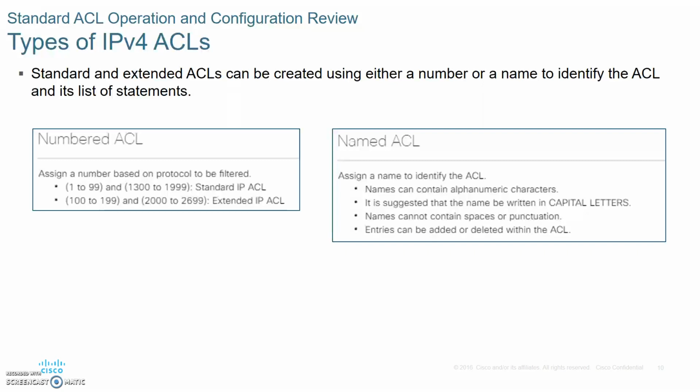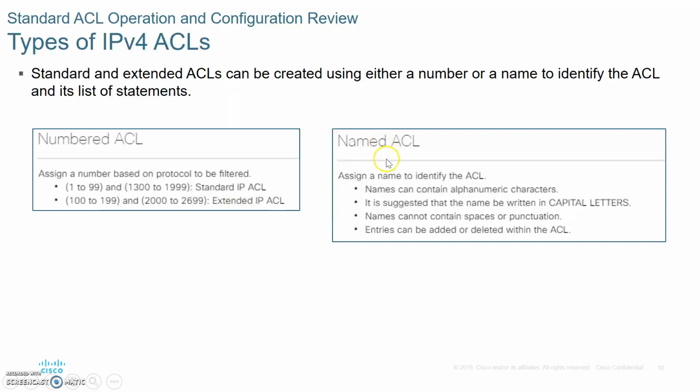We also covered both number and name ACL. If you remember, a number ACL uses a number to group the ACEs together, and a name ACL uses a name to group the ACEs together. For a number ACL, if it's between 1 to 99 or 1300 to 1999, it refers to a standard ACL. If it's from 100 to 199 or 2000 to 2699, it refers to an extended ACL.